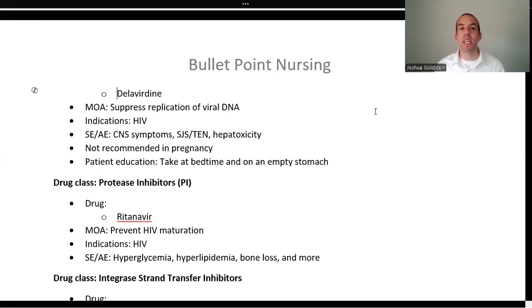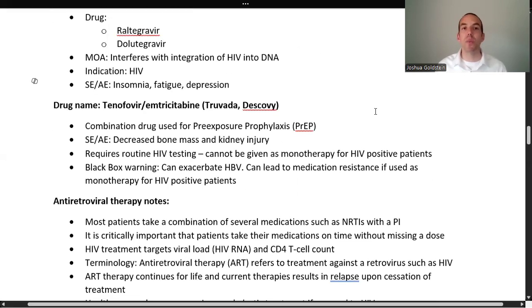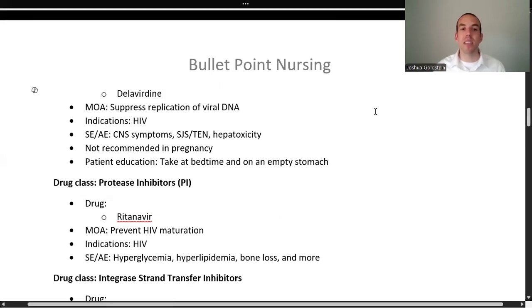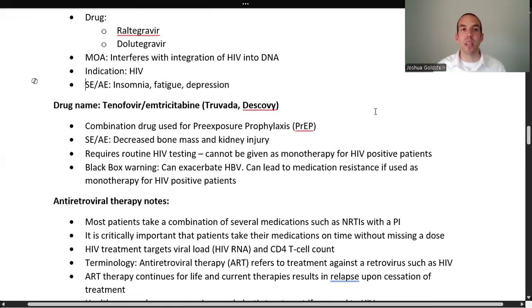Protease inhibitors, we have ritonavir. This prevents the HIV from maturing, the human immunodeficiency virus, the actual virus from maturing. The indication for this is obviously HIV. And again, we have a whole list of adverse effects. All of these are really powerful medications. They mess with a lot of different things, and therefore they have some significant side effects. Finally, the last one we have are the ISTIs, the integrase strand transfer inhibitors.